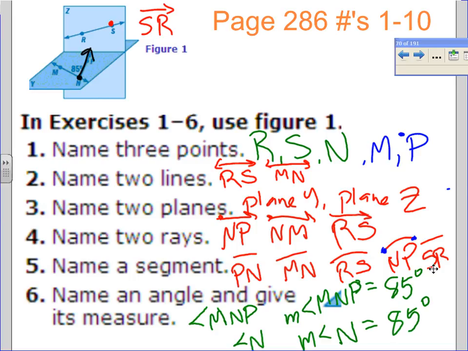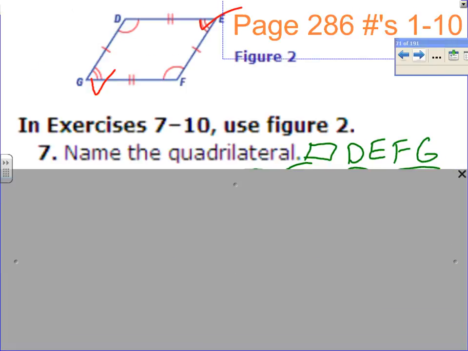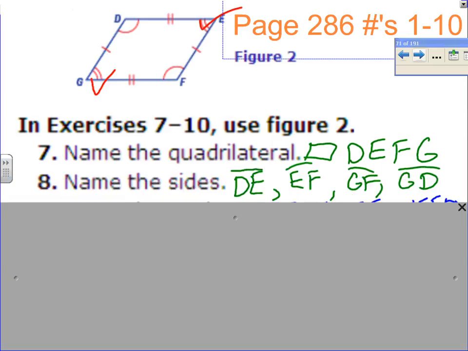Okay, number 7, you had to name the quadrilateral. So you could have either put quadrilateral DEFG or drew a picture in front of it that has 4 sides. Anything that has 4 sides is a quadrilateral. Number 8, you had to name the sides. They are all segments. So you should have DE, EF, GF, GD. You could have also had them reversed, like ED, FE, FG. Okay, it does not have to be in that exact order.